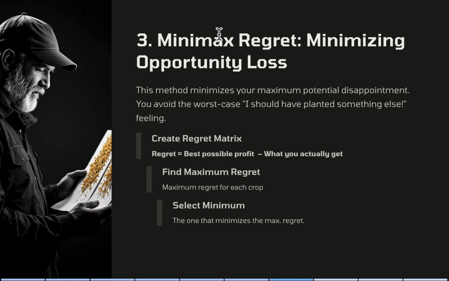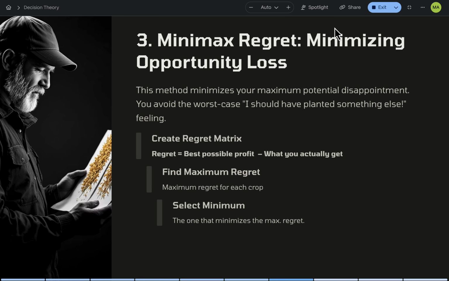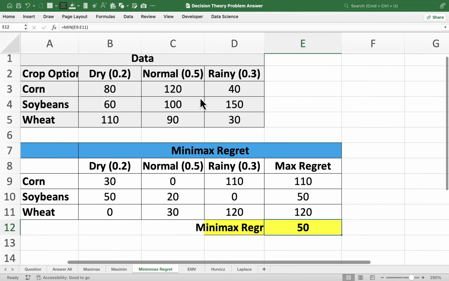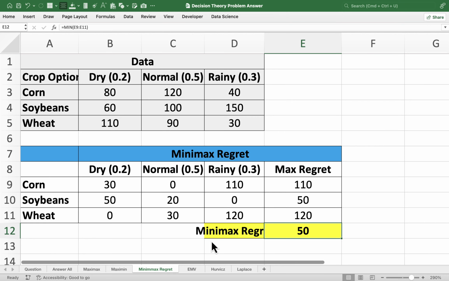The third criterion is minimax regret, minimizing opportunity losses. This method minimizes your maximum potential disappointment. You avoid the worst case thought, I should have planted something else. So for example, here we have this data. We will make a decision using minimax regret.